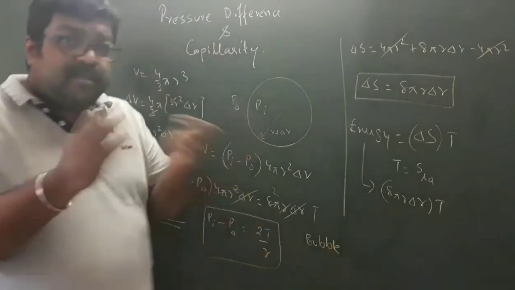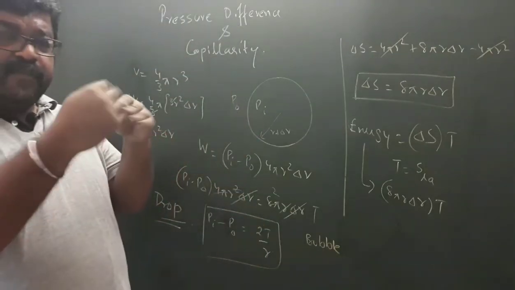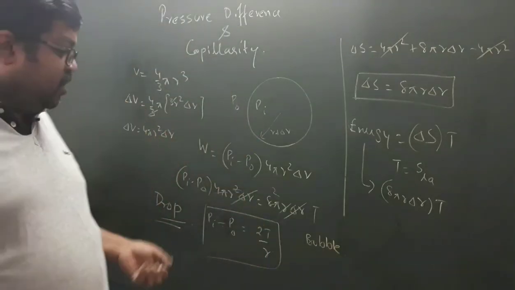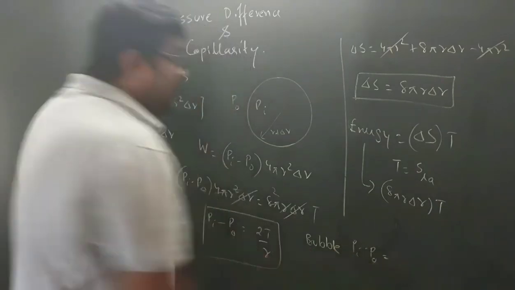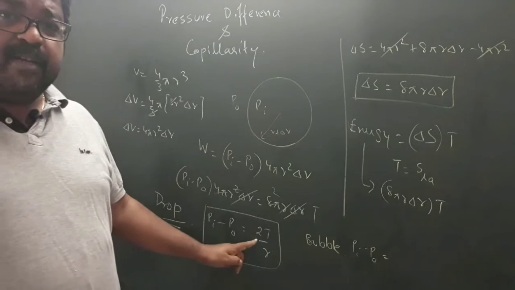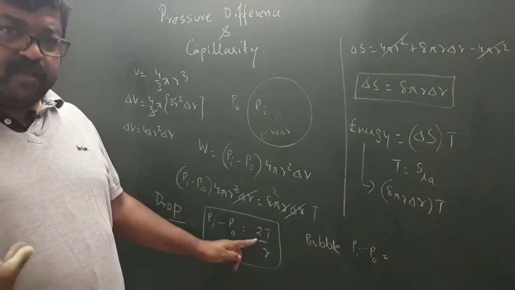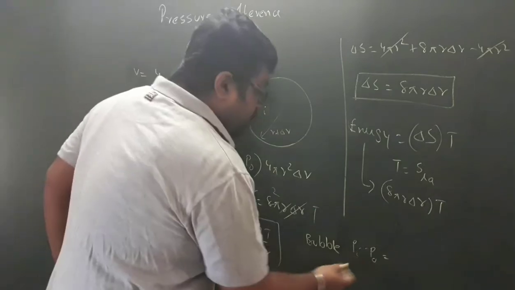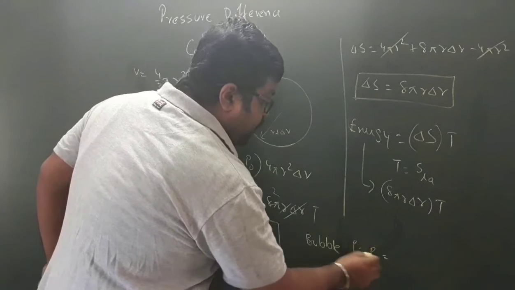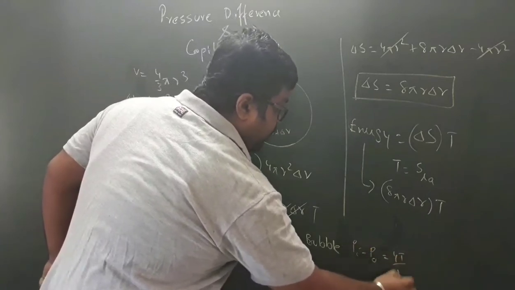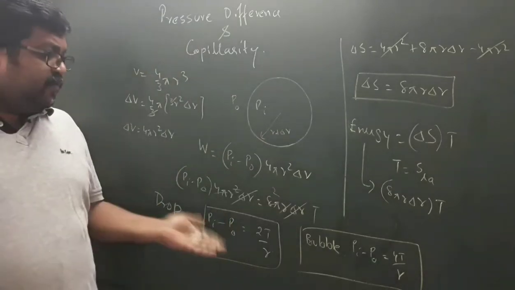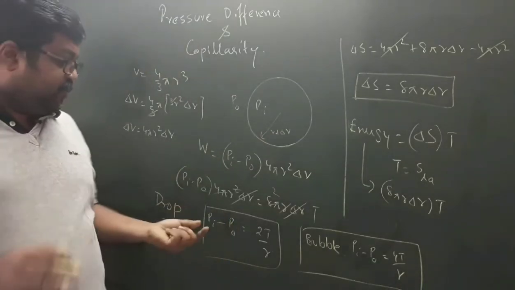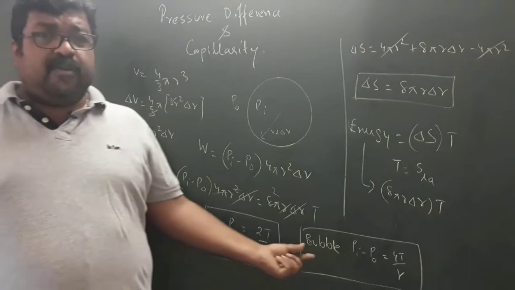Now a soap bubble has two free surfaces, one the inside surface, the other the outside surface. For one free surface this pressure difference is 2T by R. For two free surfaces it will be two times this. So for a bubble, Pi minus P naught will be equal to 4T by R. So this is the expression for the difference in pressure in case of a liquid drop and a soap bubble.